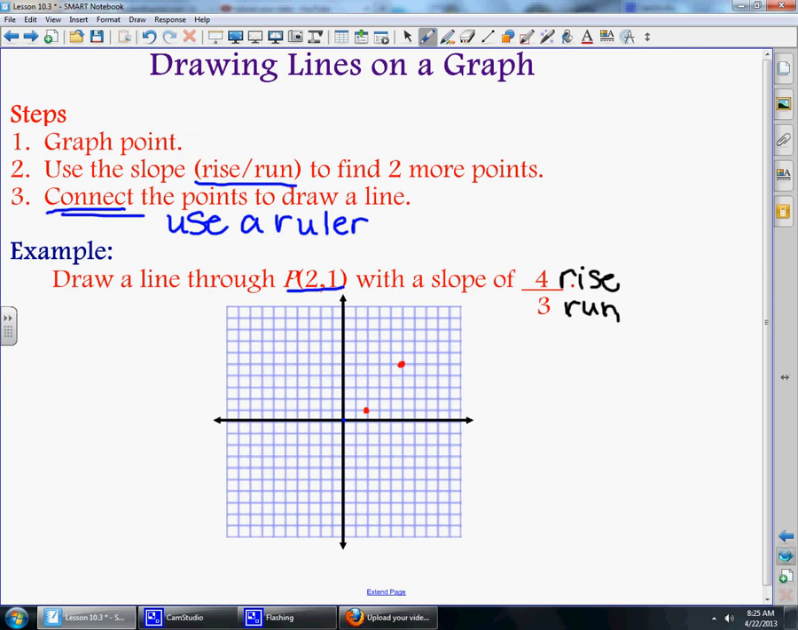And we can do this again. Rise 4, 1, 2, 3, 4, and run 1, 2, 3. Then you're going to use your ruler, and you would connect those points together with a straight line. And there's the graph for the line that goes through the point (2, 1) and has a slope of 4/3.